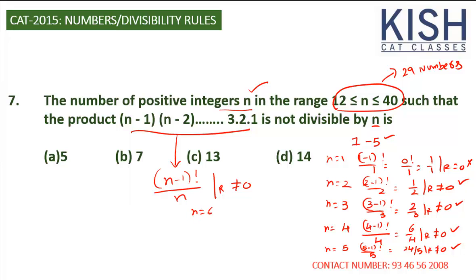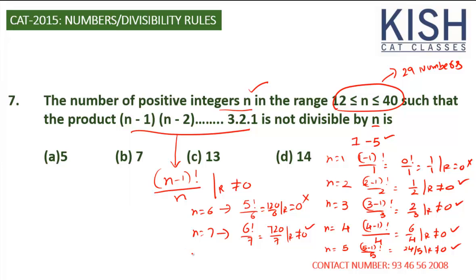If n equal to 6, then this is going to be 6 minus 1, that is 5 factorial divided by 6. Now 5 factorial is 120 by 6. Now the remainder is 0. This is not possible. N equal to 7, I'm just doing some experiment. 6 factorial by 7. 6 factorial is 720 divided by 7. The remainder is not equal to 0. This is the case. Now again, in this set, 6 is not possible, 7 is possible.